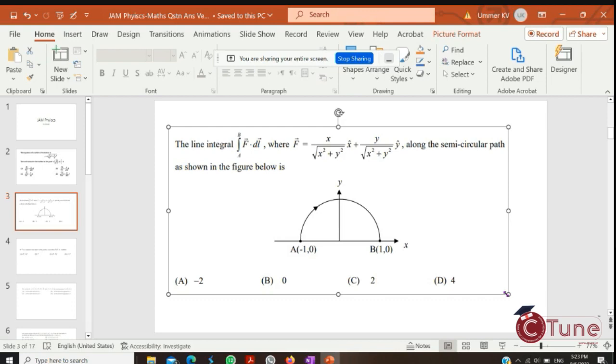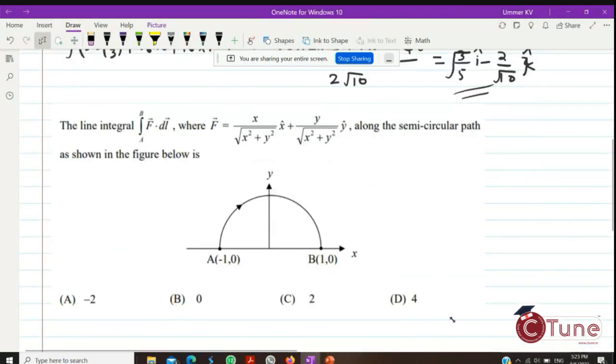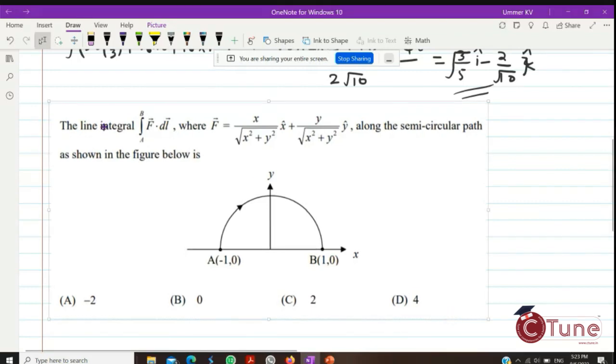Okay, okay, next question in 2011. This is a question. Are you able to see the question? So I am just pasting this question here. Can you read this question? I have made it as big as possible. Are you able to read this question?